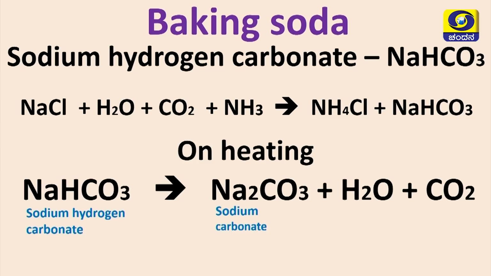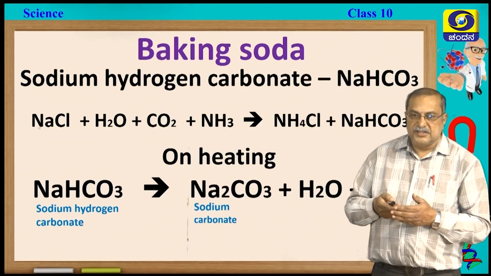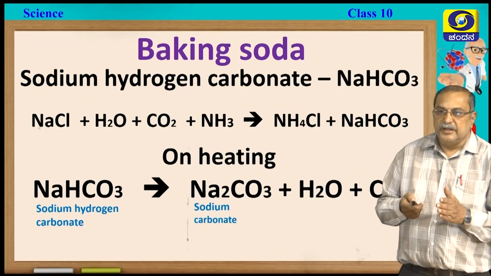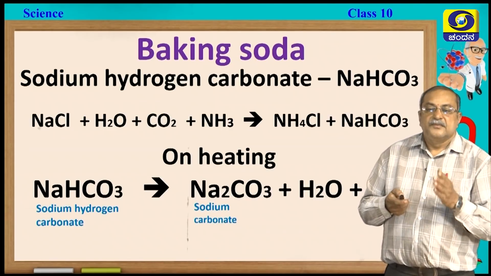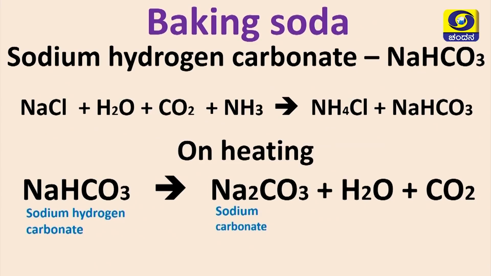On heating up to 373 Kelvin, sodium hydrogen carbonate or sodium bicarbonate, both are the same, gives Na2CO3 plus H2O plus CO2. That means sodium carbonate, water and carbon dioxide are produced here. This is widely used in making baking powder which is used in bakeries. You might have seen that cakes and bread are very soft and fluffy.